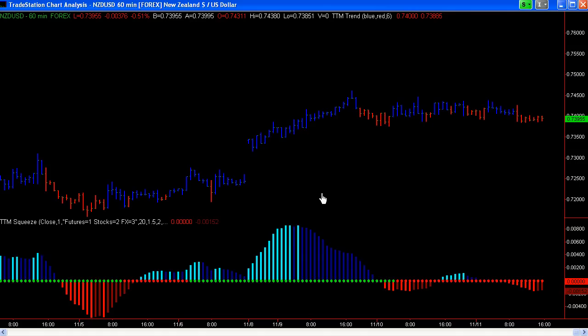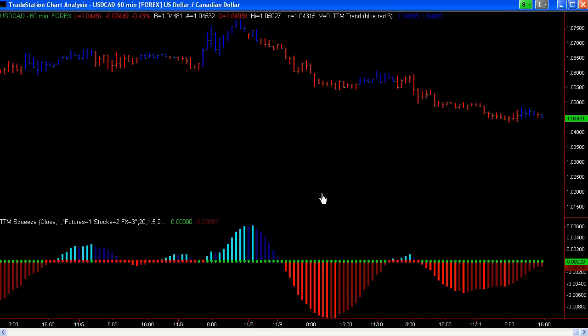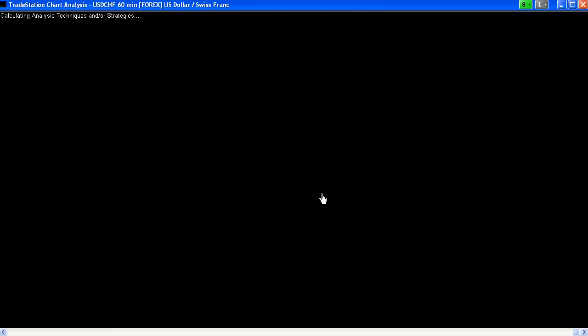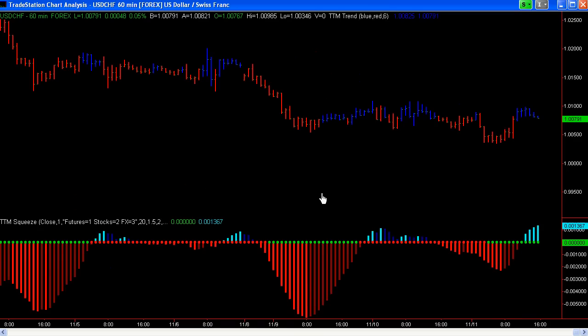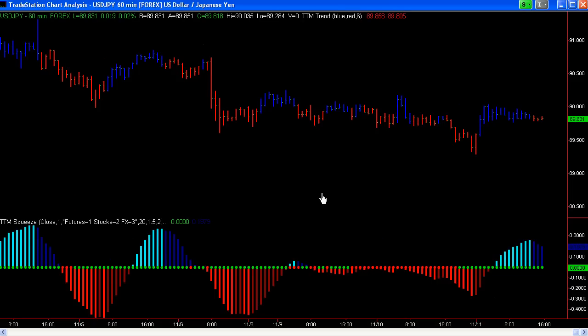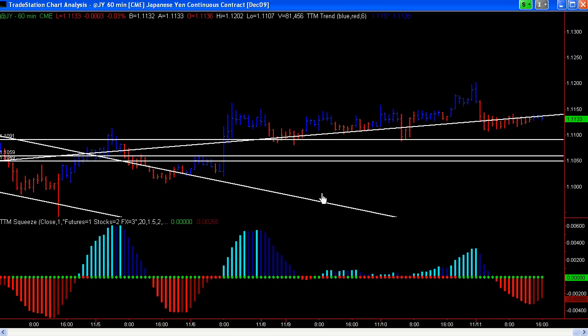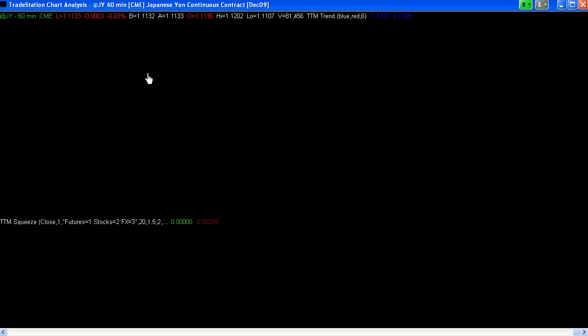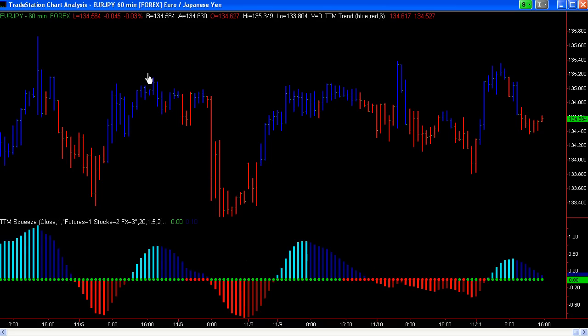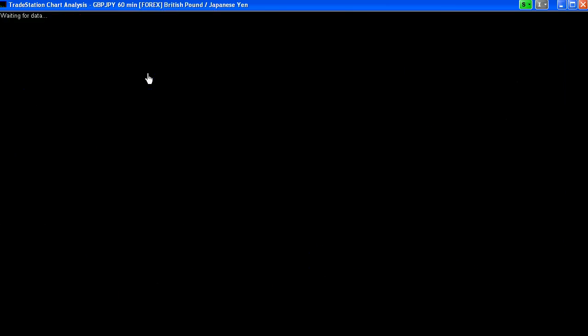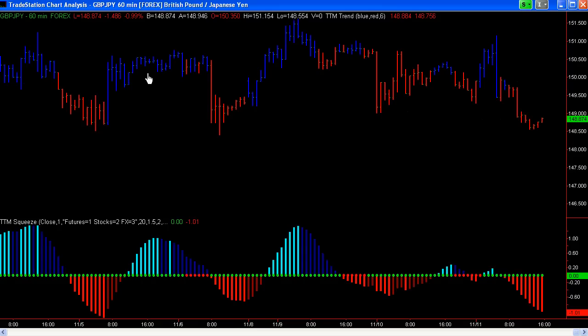Let's look at CAD on cash. No squeeze there. Let's look at Swissy on cash. No squeeze there. And let's look at yen on cash. Nothing there. I actually like to look at the futures too, just to see, and nothing there. I got a lot of lines there, but no setup. All right, let's look at some of the crosses. Euro yen, nothing setting up there. Sterling yen, nothing setting up there.